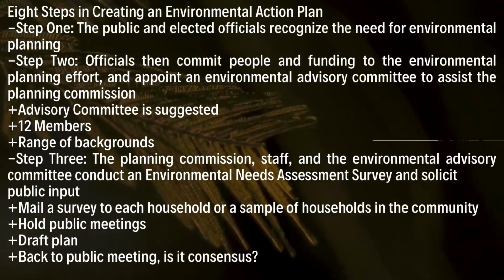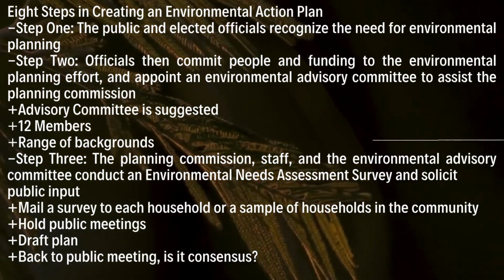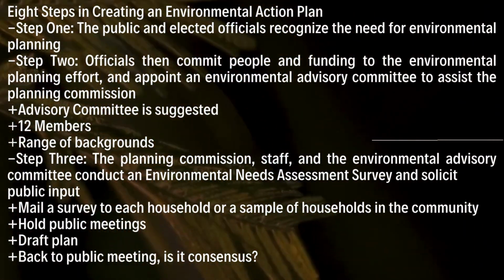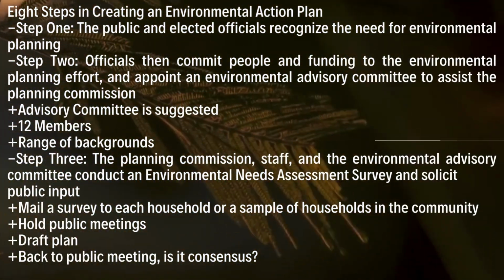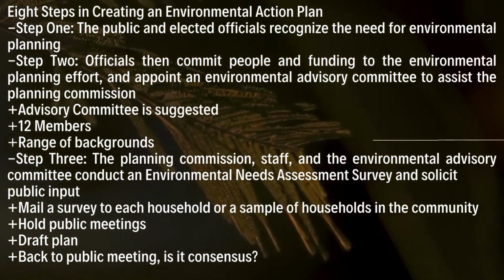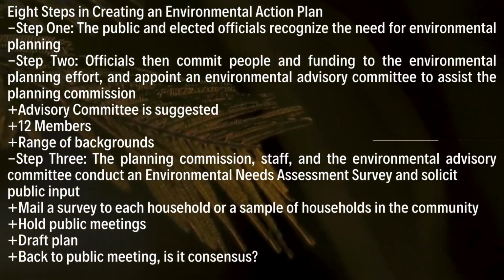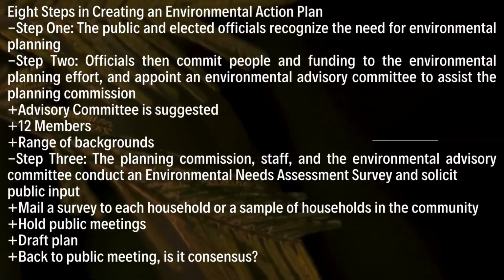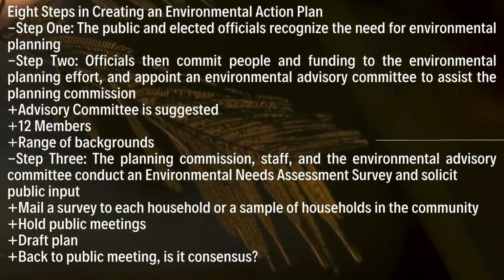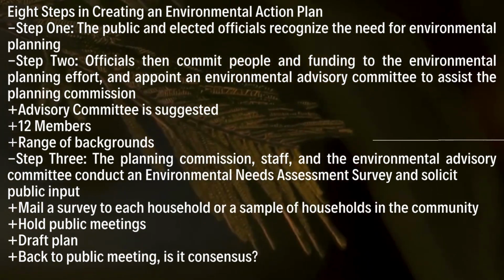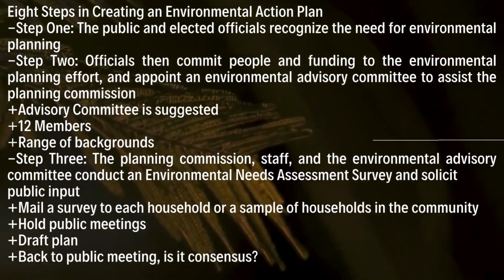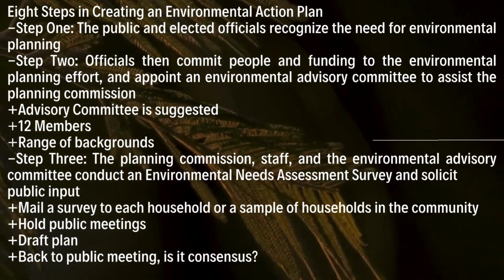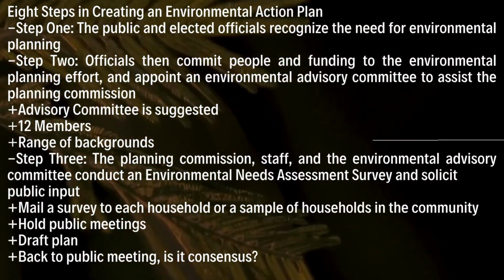Step 1. The public and elected officials recognize the need for environmental planning. Step 2. Officials then commit people and funding to the environmental planning effort and appoint an environmental advisory committee to assist the planning commission. The advisory committee is suggested to have 12 members, with a range of backgrounds.